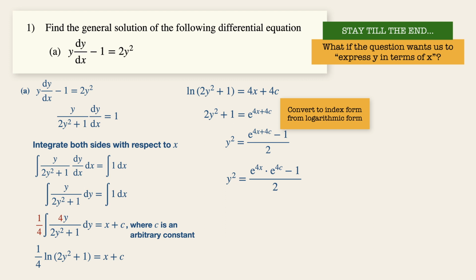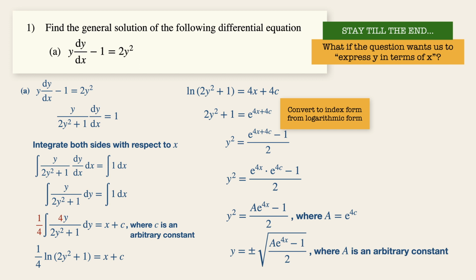Now the reason is that e to the power 4c is simply a constant, and we can then rewrite it into a multiplied by e to the power 4x minus 1 over 2, where a is simply equals to e to the power 4c. This makes our working much more elegant and neat. Now finally, y is equals to plus minus square root of this entire expression, and a is an arbitrary constant.